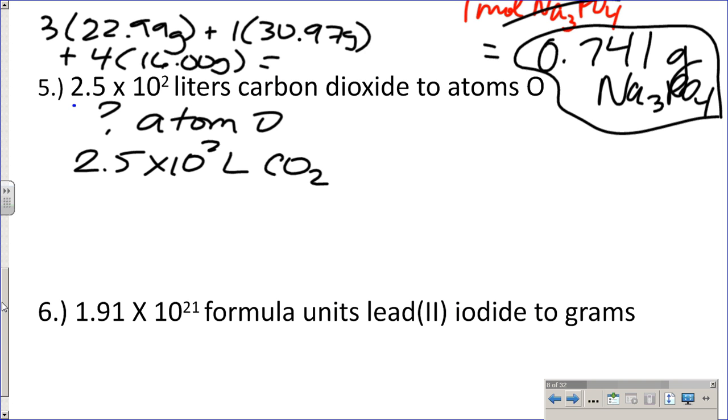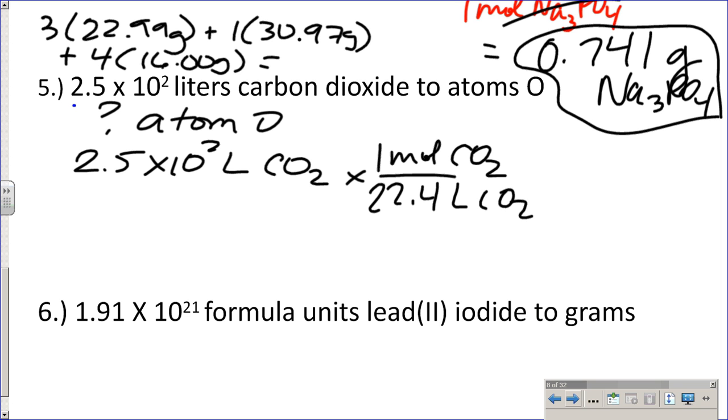Okay, so I'm starting with liters. I want to get rid of liters. Which of those 3 conversion factors is the only way to get rid of liters? The molar volume one, right? What goes on top? 1 mole of CO2, good, because moles of CO2 are a nice stepping stone to get you pretty much anywhere. Moles are going to be seen pretty much all the time. So what goes on bottom? 22.4 liters of carbon dioxide. So liters of CO2 are gone.